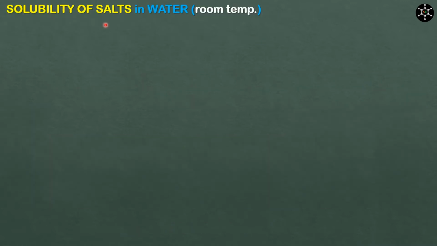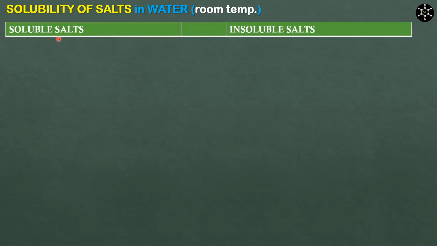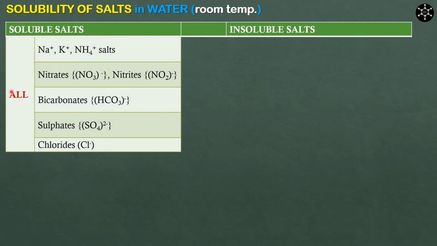It is important to memorize the solubility of salts in water, specifically at room temperature. We will be listing all soluble salts in water on this side and all insoluble salts in water on the right hand side. All sodium, potassium and ammonium salts are soluble in water at room temperature. All nitrates and nitrite salts are soluble in water.